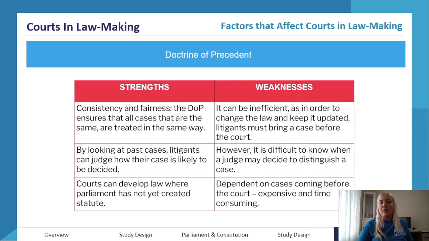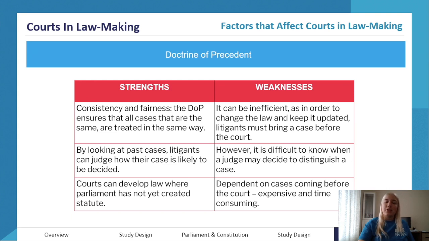Now, another one, it's obviously really difficult to know when a judge may decide to distinguish a case. Distinguishing precedent refers to where a judge comes in and says, I don't need to follow this precedent, this common law, because actually the circumstances of my case and the one in which the initial precedent was established are different. So if they distinguish between those circumstances, the precedent doesn't apply to them, and they don't have to follow it, and they can make their own decision, even if they're a lower court than the court in which the initial precedent was established.